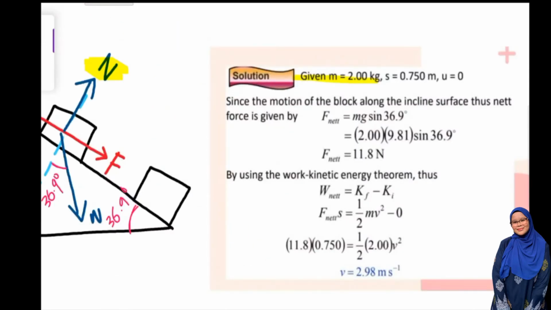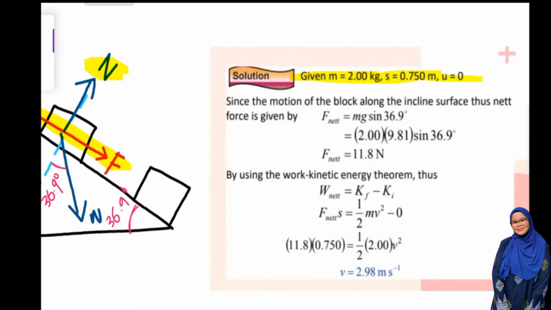Okay, given is the mass of the block is 2 kg, and the displacement, maksudnya block tu dia turun 0.75 meter, and the block is from rest, so initial speed dia adalah u is equal to 0. Okay, so since the motion of the block is along the inclined surface, so dia bergerak in x-axis kan. So bila dia bergerak in x-axis, so we have to find the total force from x-axis.